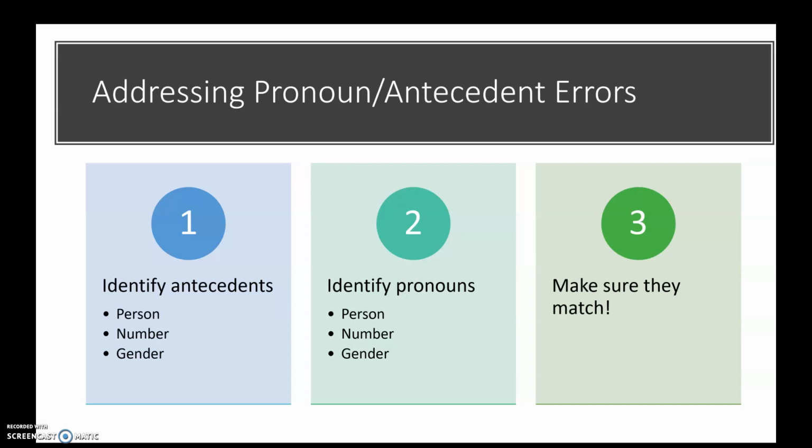So it is pretty common sense. The first thing you're going to want to do is identify your antecedents. And you want to identify the person, number, and gender, and the case if necessary, but that comes up a little less often. And then you want to identify the pronouns that are replacing the antecedents and find the same things. And then just make sure that they match. And that's really all there is to fixing pronoun antecedent errors. So now let's look at an example.